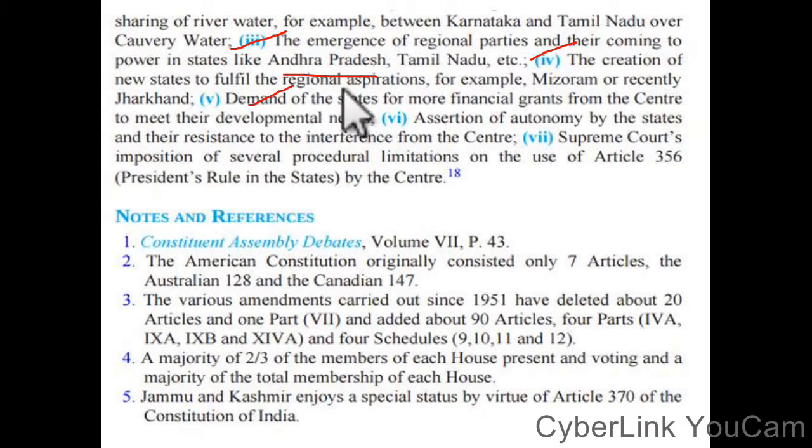Demand of the states for financial grants from the center to meet development needs, assertion of autonomy by the states, and their resistance to interference from the center. The Supreme Court imposed several procedural limitations on the use of Article 356 for President's rule in the states by the center.